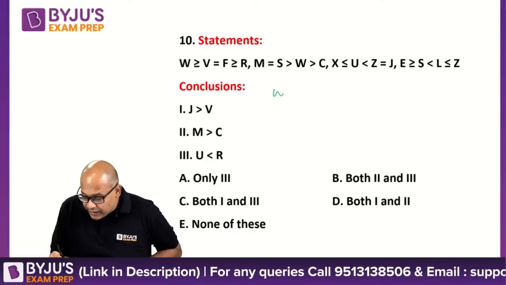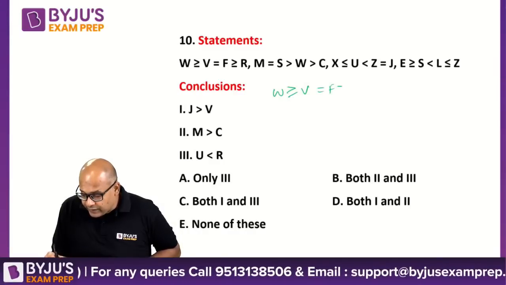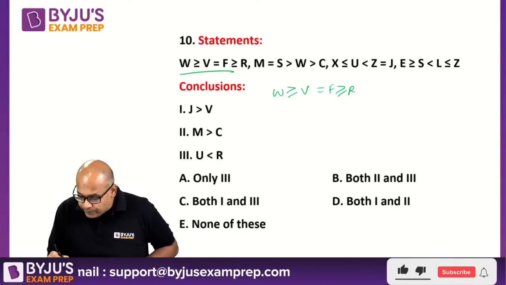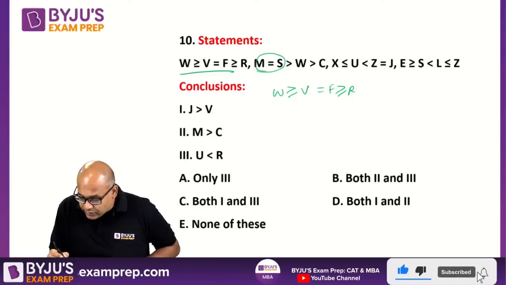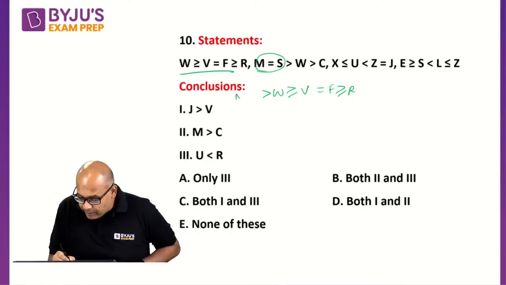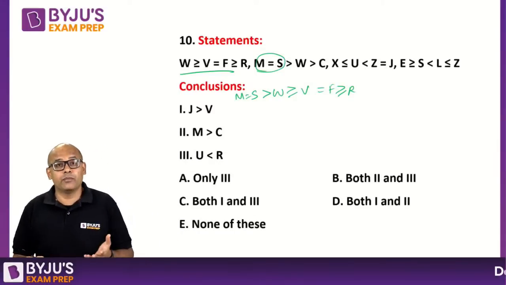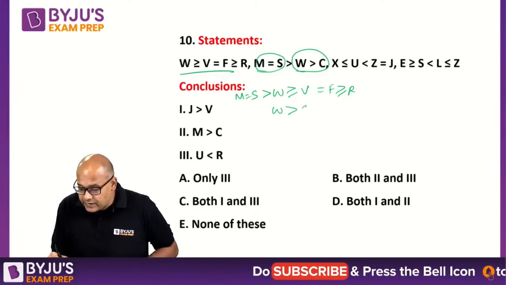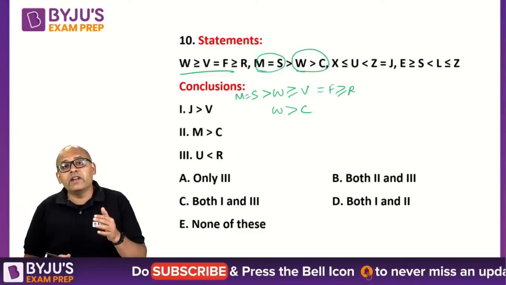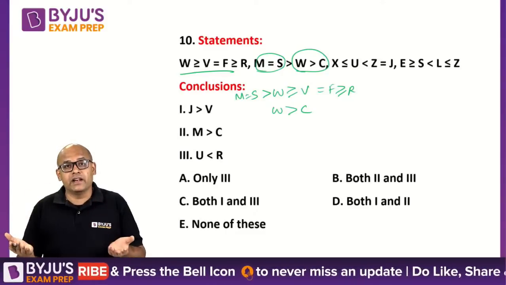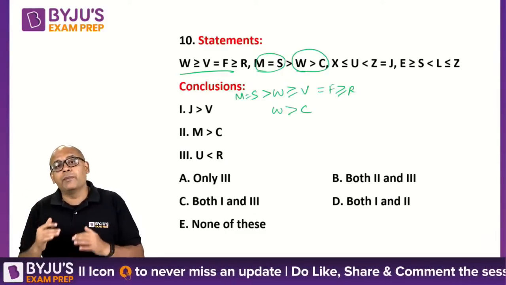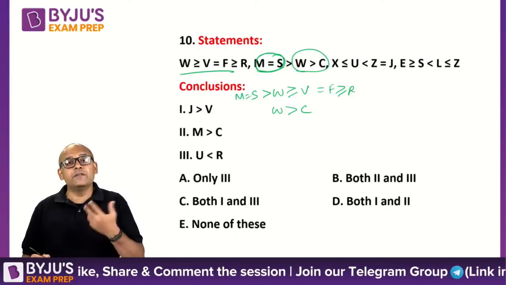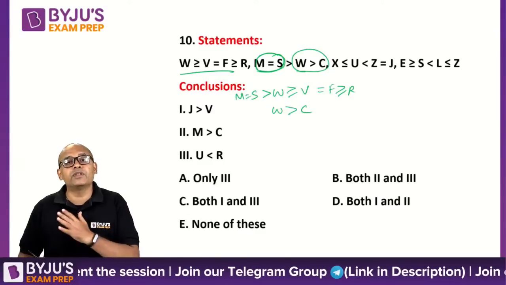So we have W greater than or equal to V equal to F greater than or equal to R. That's statement number 1 written. Then statement number 2 gives you M equal to S, because M and S are both equal, but they are greater than W. I have to write the remaining part, so W is greater than C. Whenever I can write it in a single chain, I will write it there. If I cannot, then I'll break and come down to the next step. If you notice, M and S, I can continue the chain here. It's easy for me, so as much as possible I will keep the chain continuing.